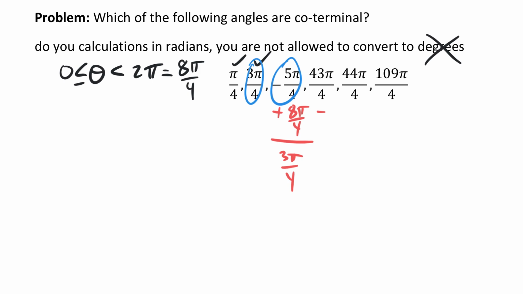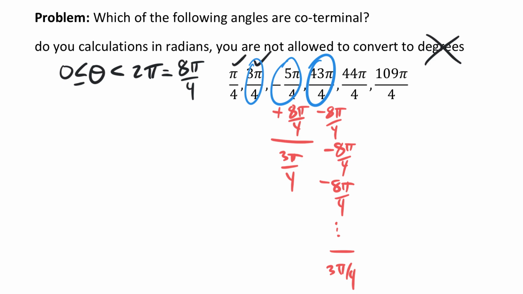Well, let's try the next one. We'd want to subtract 8 pi over 4. But 43 minus 8 is going to give us, oh, that's only 35. We're going to need to subtract another 8 pi over 4 and another 8 pi over 4. We're going to need to subtract a number of them because we have to go 43 minus 8 minus 8 minus 8 until we get down to a number we recognize. And the number we recognize should be 3 pi over 4. That's between 0 and 8 pi. And what do you know? This is also coterminal. Sweet.